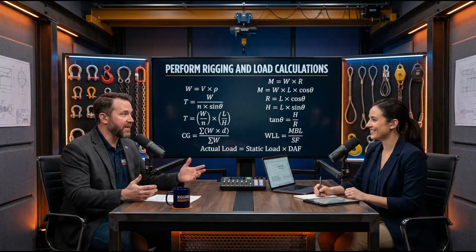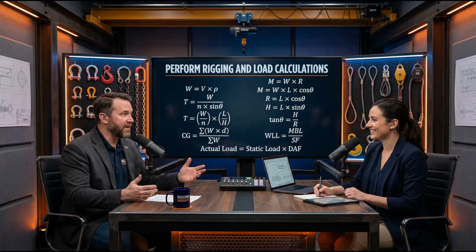But sometimes an object is so custom-built or its internal components are so dense and complex that calculating the center of gravity on paper just becomes a theoretical guessing game. Yeah, paper plans only go so far. You might have blueprints, sure, but maybe modifications were made in the factory that aren't on the drawing. How do riggers handle a load where the math is simply too convoluted to trust blindly?